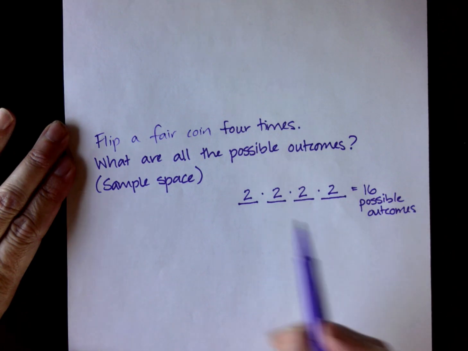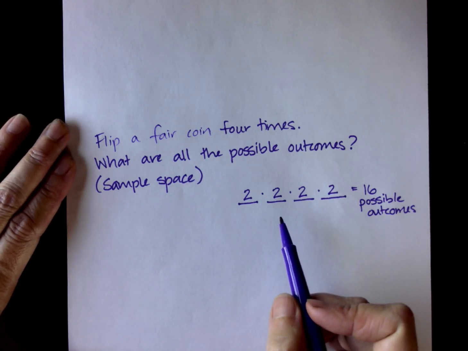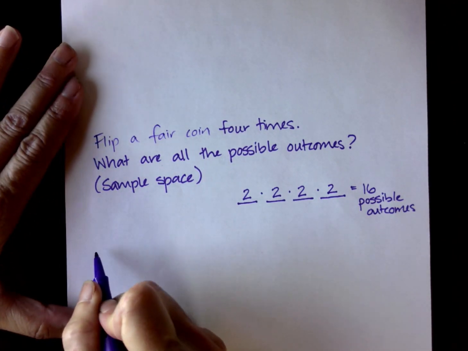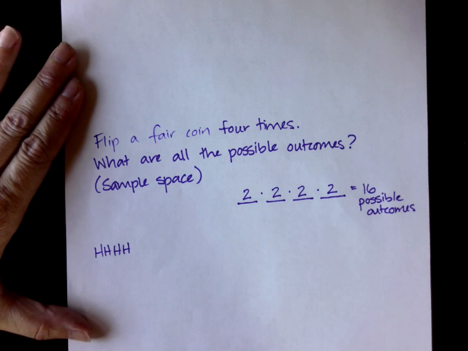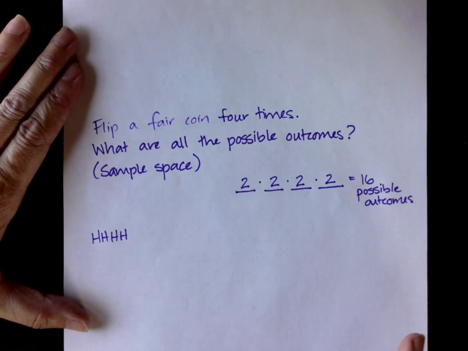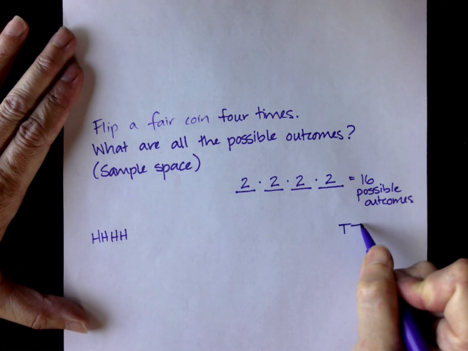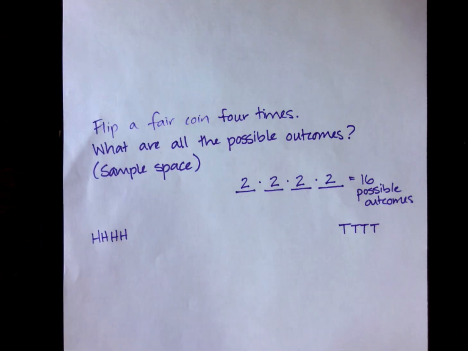All right, let's start making our list. If we had to list everything that could happen to us, it could be the case that 4 heads are flipped. So I'll just list that as 4 H's for 4 heads. We could have 4 tails being tossed. So I'll use T's for those, 4 T's. That would be 2 of our outcomes.